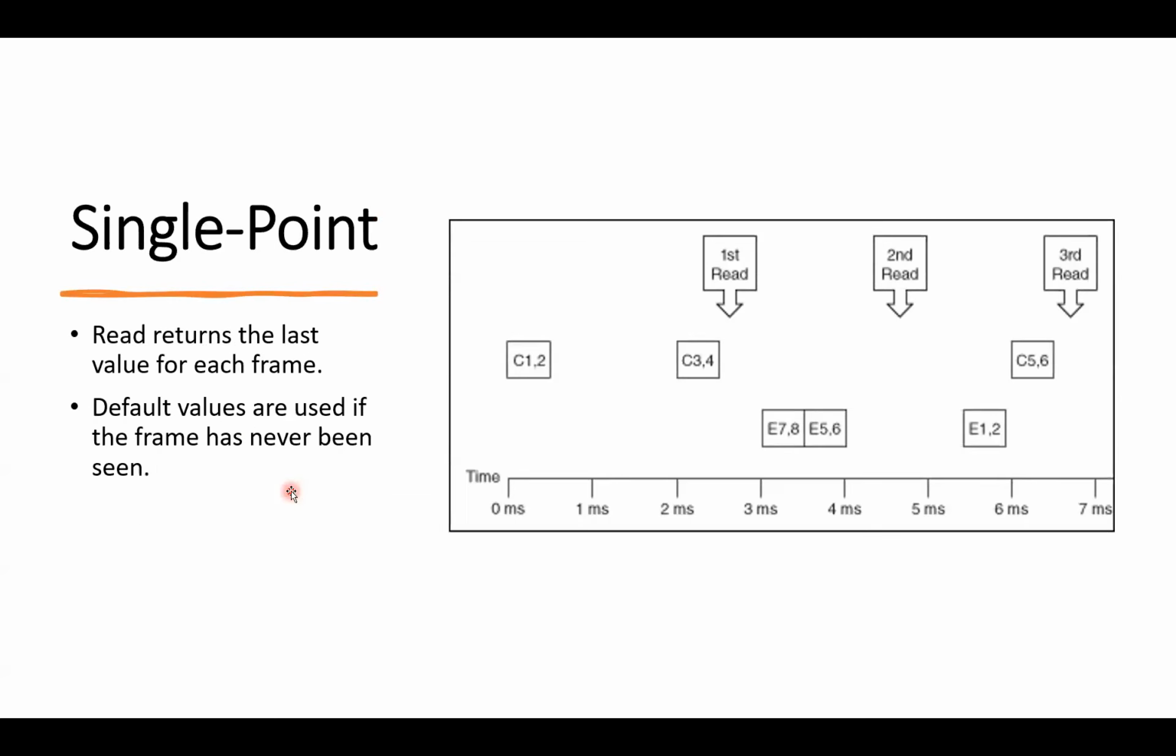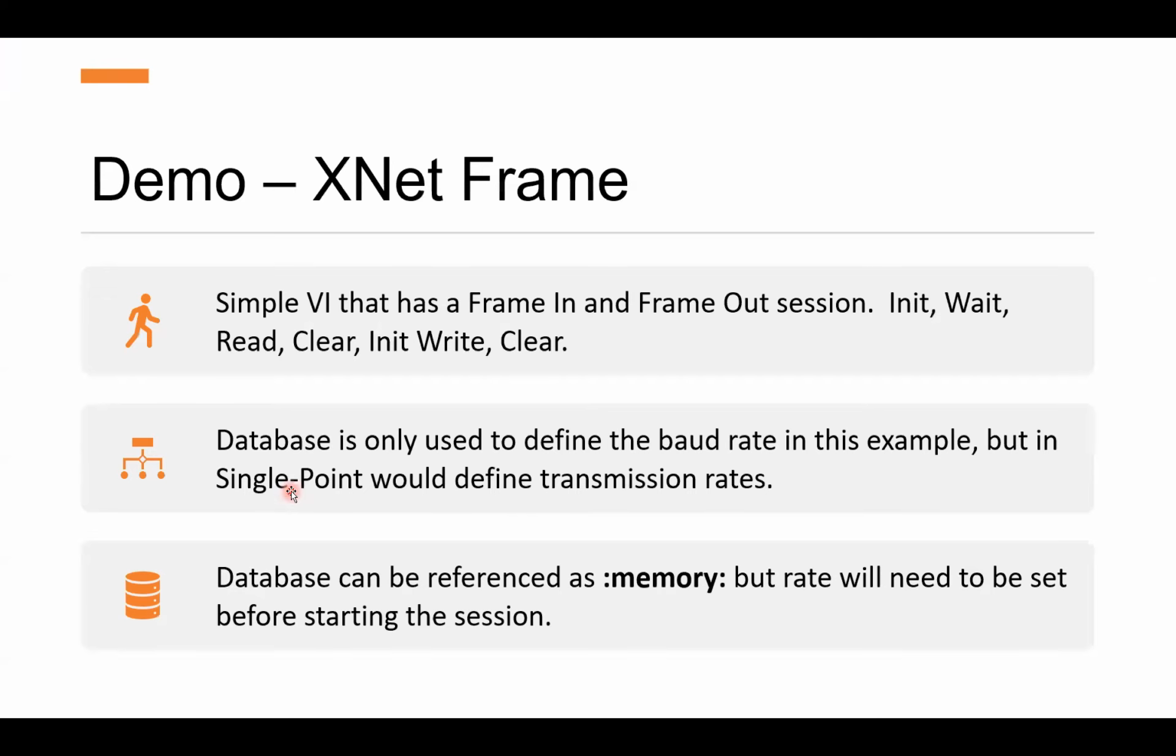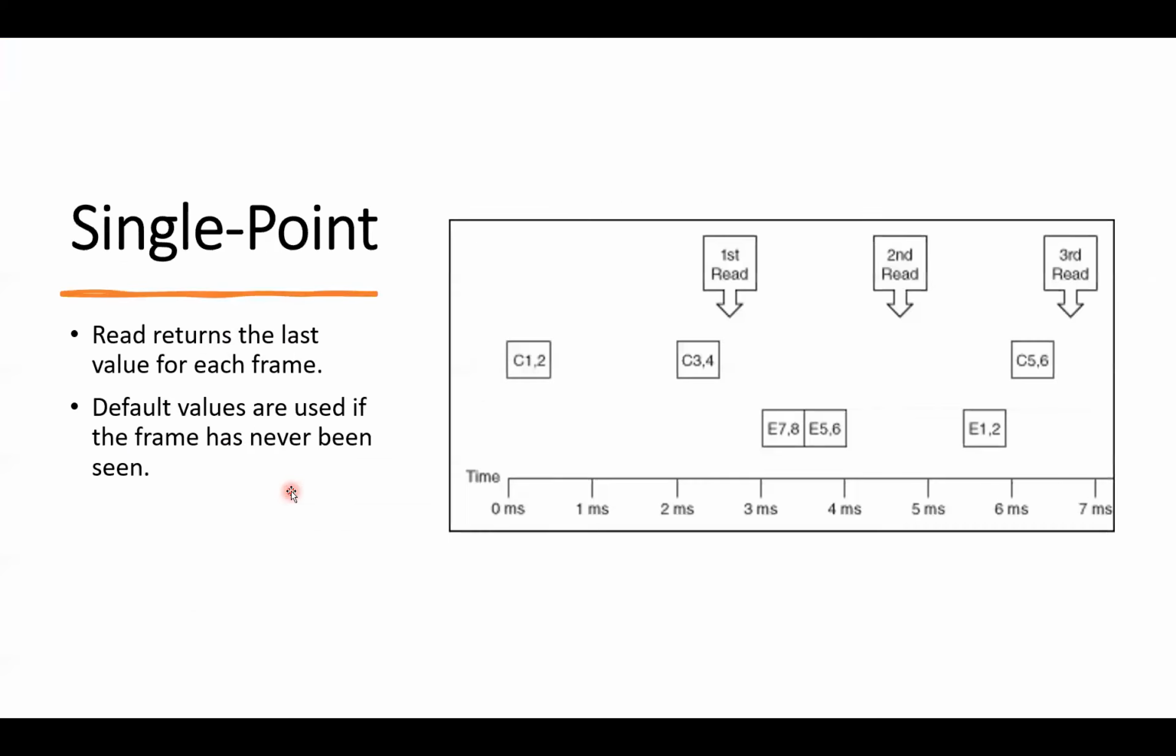Now we are going to see the single point. Read returns the last value for each frame, so only the most recent value will be there. If the bus is not updated, only the default value will be read continuously. This default value will also be mentioned in the database when we are creating the signal. Basically, it's for the signal that we can mention the default value.